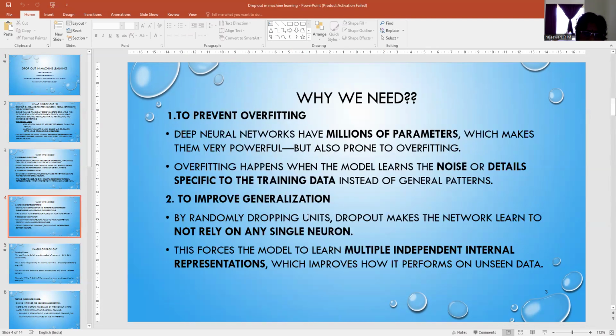Next one, increased robustness, in which the model is more robust. So when neurons are dropped, the model can still perform well on those specific features, leading to more resilient models.